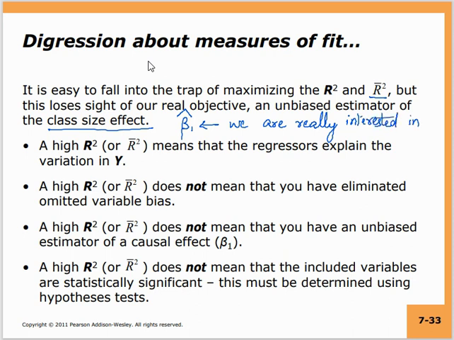So a high R square or adjusted R square means that the regressors explain the variation in y. A high R square or adjusted R square does not mean that you have eliminated omitted variable bias. It does not mean that the beta 1 hats you have got are unbiased. A high R square or adjusted R square does not mean that you have an unbiased estimator. It does not mean that the included variables are statistically significant.